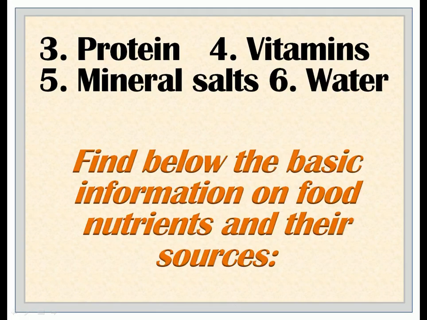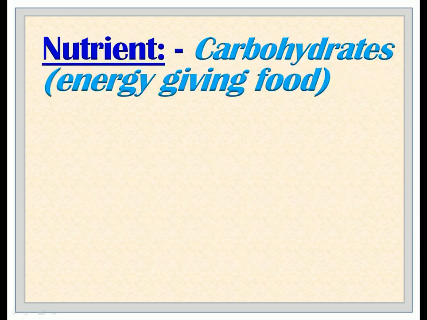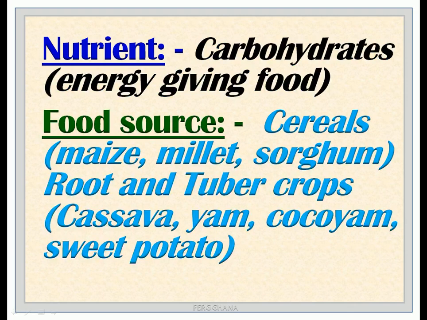Find below the basic information on food nutrients and their sources. Nutrient: carbohydrates, energy-giving food. Food source: cereals, maize, millet, sorghum, root and tuber crops, cassava, yam, cocoyam, sweet potato.